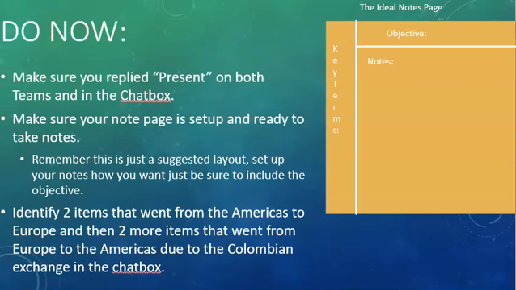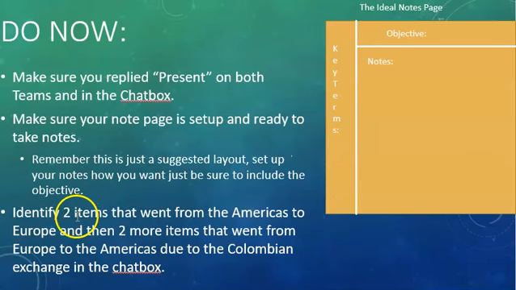Alright, moving on. Do now. This was mainly for if you were here live, so you don't really have to worry about writing things in the chat box. Make sure your note page is ready to go. Again, this is the ideal page. It is just a suggestion. It is up to you if you want to follow it or not. You can keep notes your own way as long as you have the objective and the notes. And make sure you're tracking key terms somewhere because they're going to come back later to haunt you.